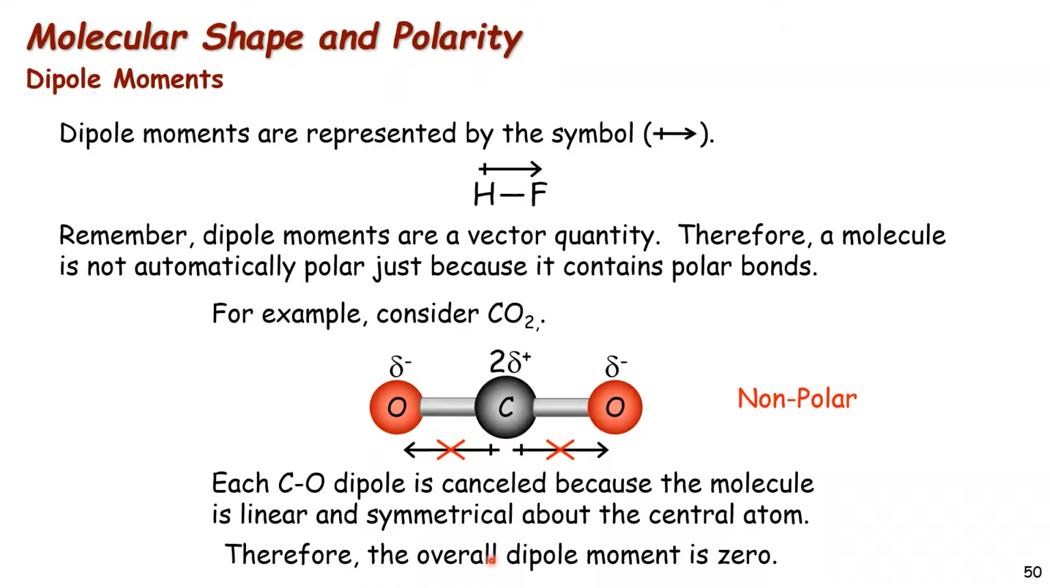Symmetry kills polarity. So if you have a symmetric molecule, in other words, if you have a central atom, no lone pairs, and all the atoms around it are the same, and all the bonds around it are the same, you're going to have a nonpolar molecule regardless of what its molecular shape is.